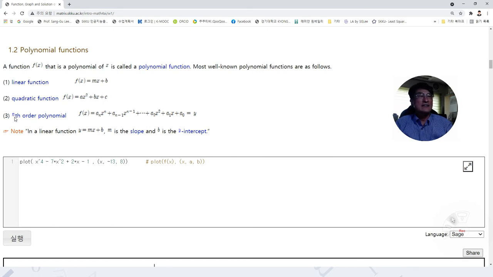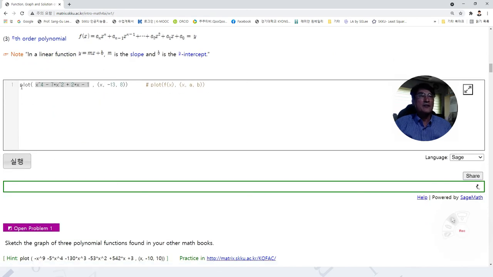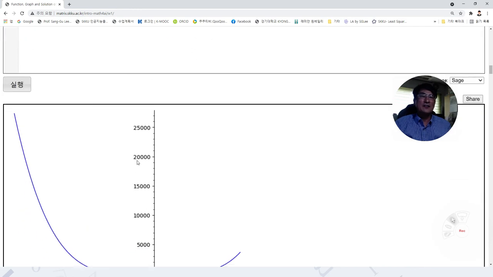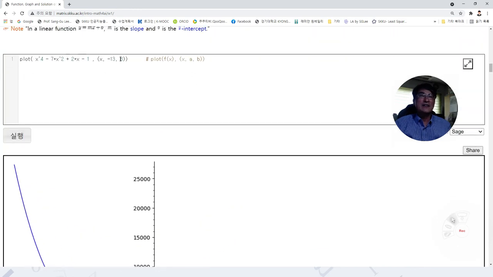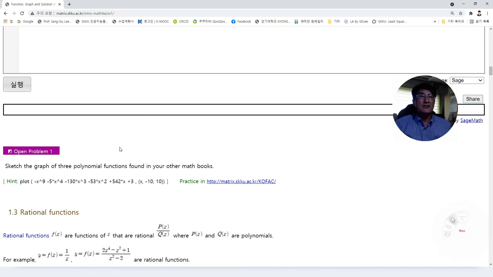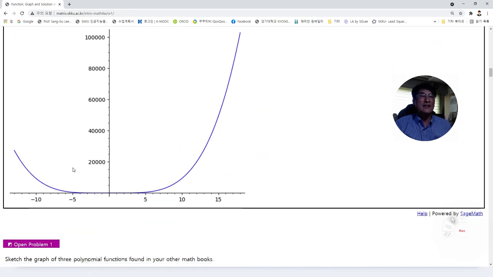Next, the nth order polynomial is a polynomial in which the highest order is n. Here, we can think of the fourth order polynomial, x to the fourth minus 7x squared plus 2x minus 1, and we can draw the graph of it in an interval like this. If we see a big picture, then we will see the graph looks like this.